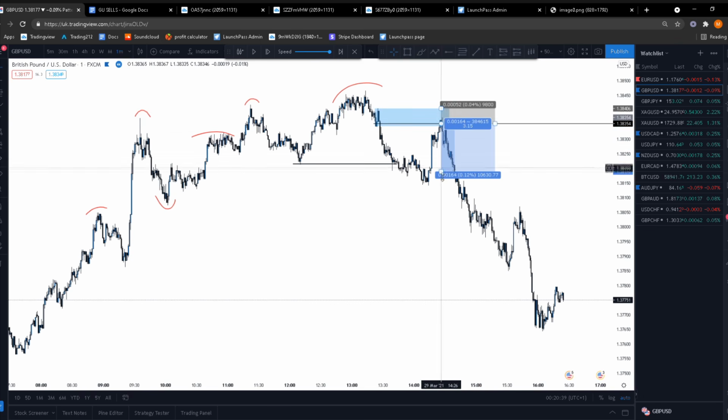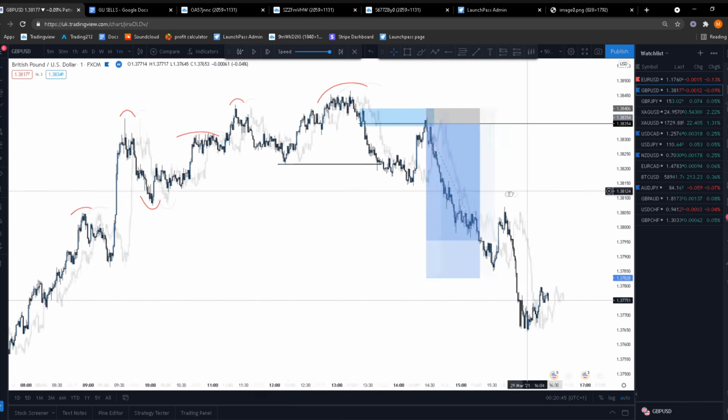This was where I entered, and this was where I expected the market to drop from, and for me to hold all of my trades.